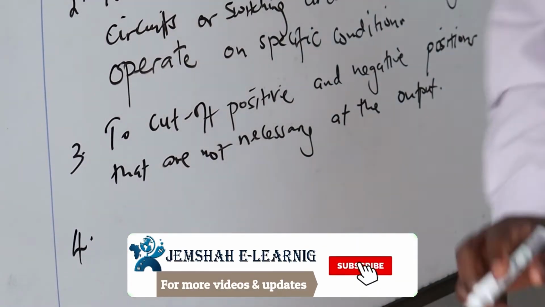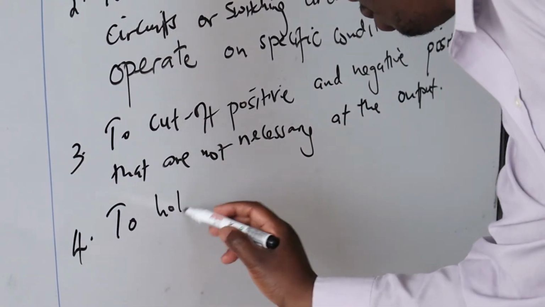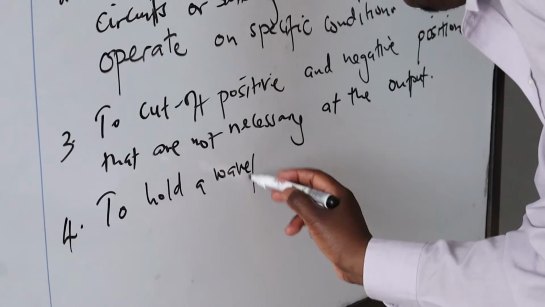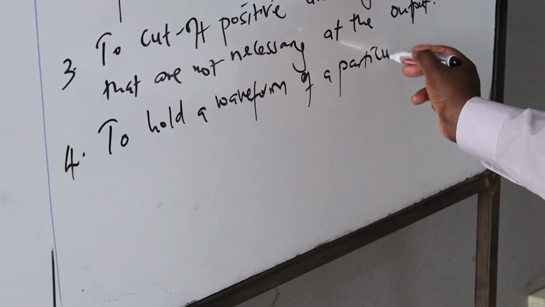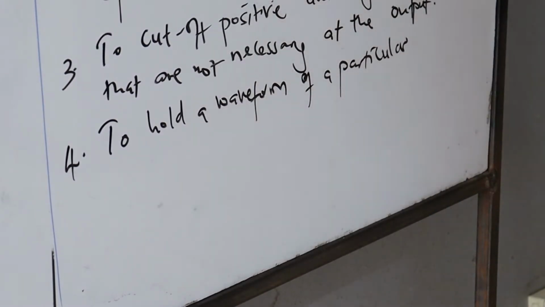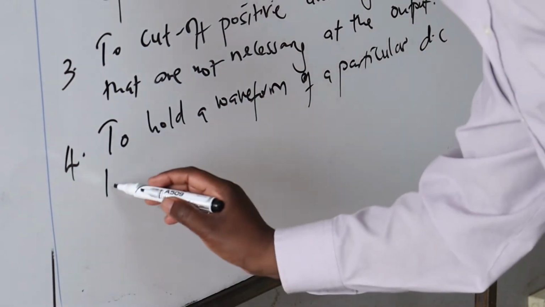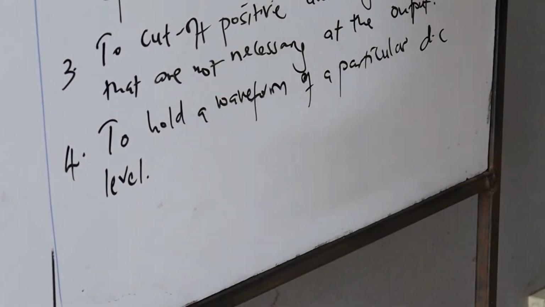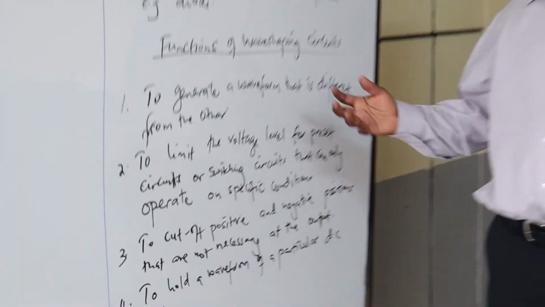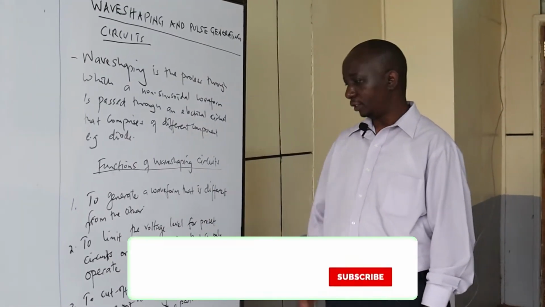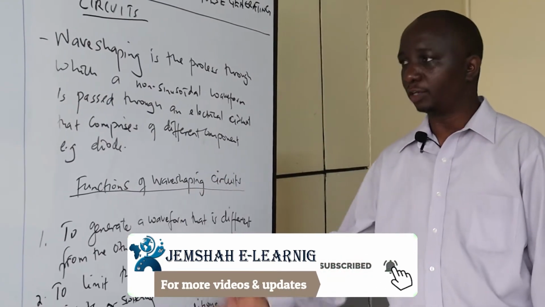And lastly, number 4 is to hold a waveform of a particular shape or a particular DC level. So basically, these are the reasons why you have the wave shaping circuits. From here, we need to understand the types of wave shaping circuits and how we can relate them to the functions.